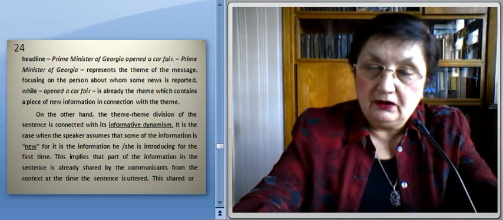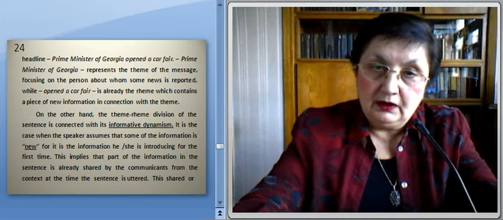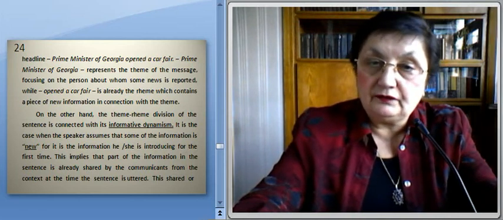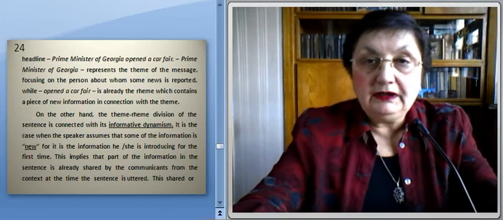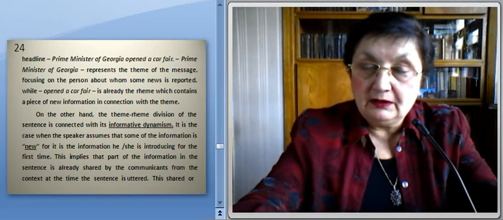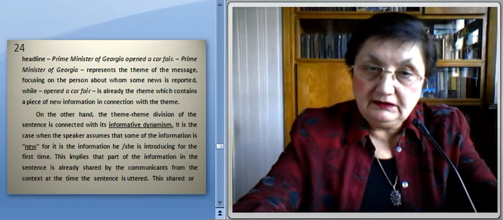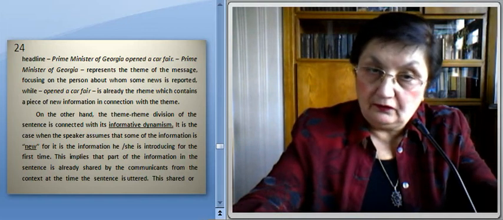On the other hand, the theme-rhyme division of the sentence is connected with its informative dynamics. It is the case when the speaker assumes that some of the information is new, for it is the information he or she is introducing for the first time. This implies that part of the information in the sentence is already shared by the communicants from the context at the time the sentence is uttered.